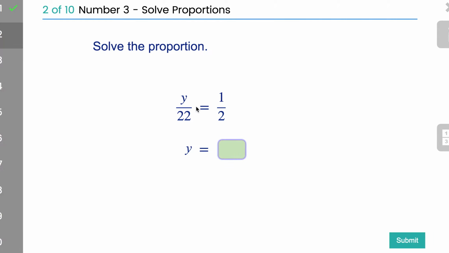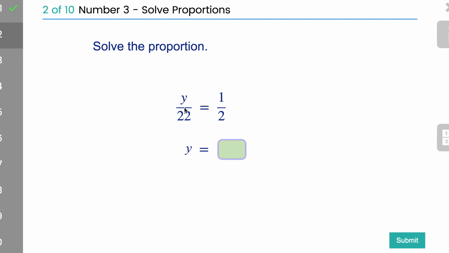So if you're not sure about how to do this one, go and watch the video for equivalent fractions in this course, and have a go at that activity first. Make sure you've got gold in that activity in the number 3 section of your course, and then come back and have a go at solving proportions, treating them as equivalent fractions.